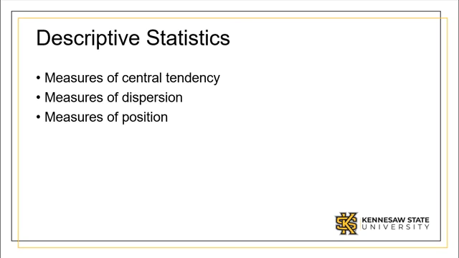Descriptive statistics can be broken into 3 categories: measures of central tendency, measures of dispersion, and measures of position. We will dedicate future lessons to each of these areas.